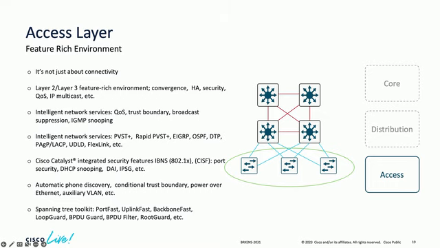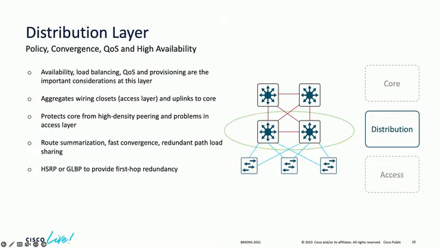Distribution layer. It's all about scale. It's all about connecting different access layer switches. This is your boundary between layer 2 and layer 3, right? Because typically, if you have layer 2 access deployed, then your distribution is going to be the first layer 3 hop. So you will need to apply some sort of first hop redundancy protocols, HSRP or GLBP.